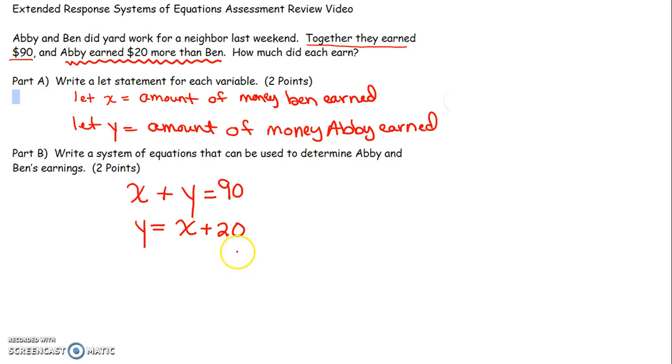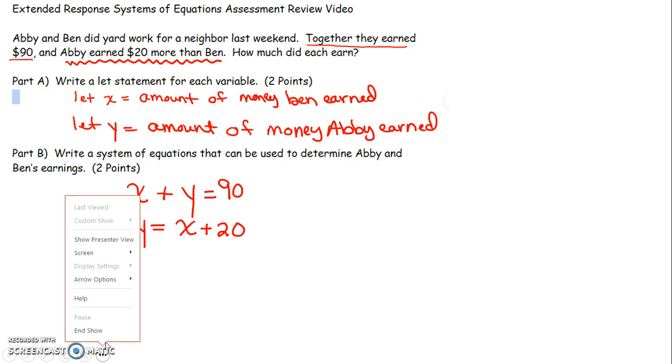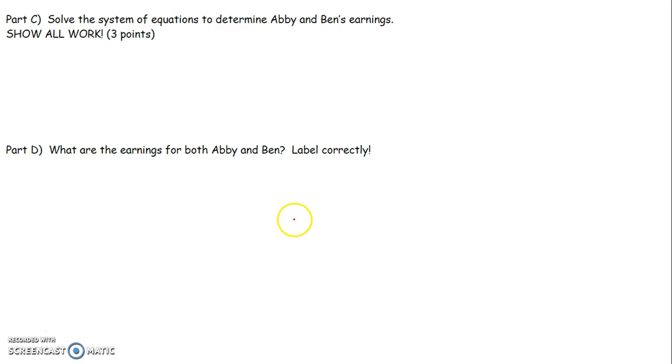Now on the next slide, we're actually going to solve this system of equations. I just have to remember how to get to my next slide. Okay, sorry about that. It's early. I couldn't think. So let's go back and look at our system of equations. x plus y equals 90. And then we know y, what Abby earned, was 20 more than what Ben earned. So that's x plus 20.